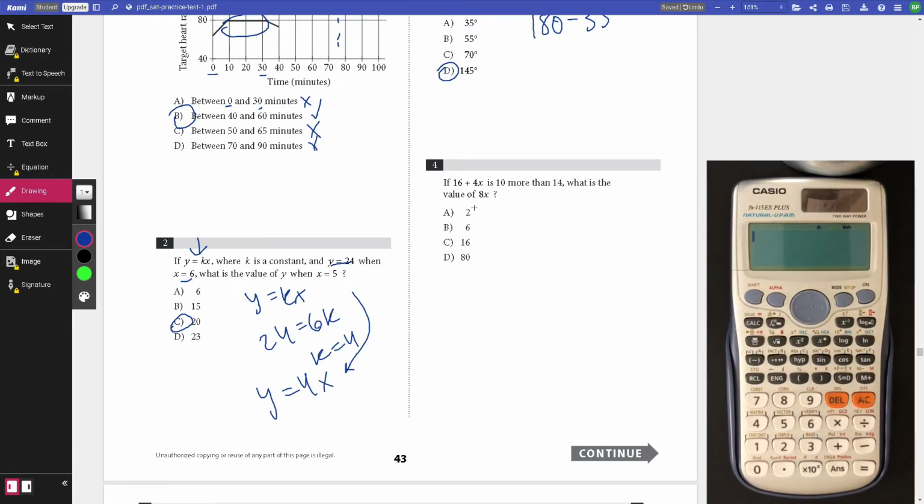Number 4, if 16 plus 4x is 10 more than 14, what is the value of 8x? So this is 16 plus 4x is 10 more than 14, so 10 plus 14 is 24. You subtract, so 4x is equal to 8. So if we want 8x, we can multiply this whole thing by 2, and we get 8x is equal to 16, that's C.